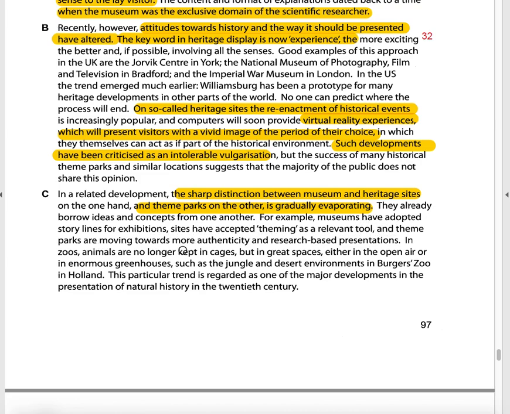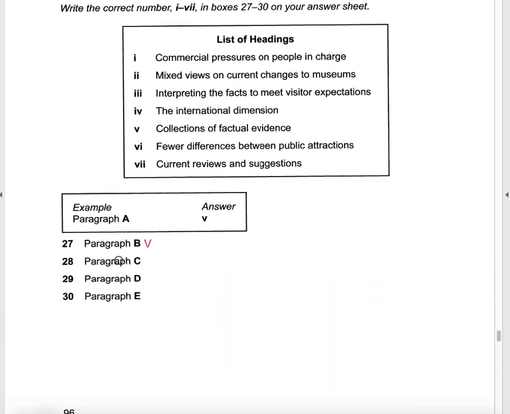Theme parks moving towards authenticity. In zoos, animals are no longer kept in cages. So this particular trend in zoos, it says, is very, very common. So moving towards more authenticity and research-based presentations. So let's look up here.